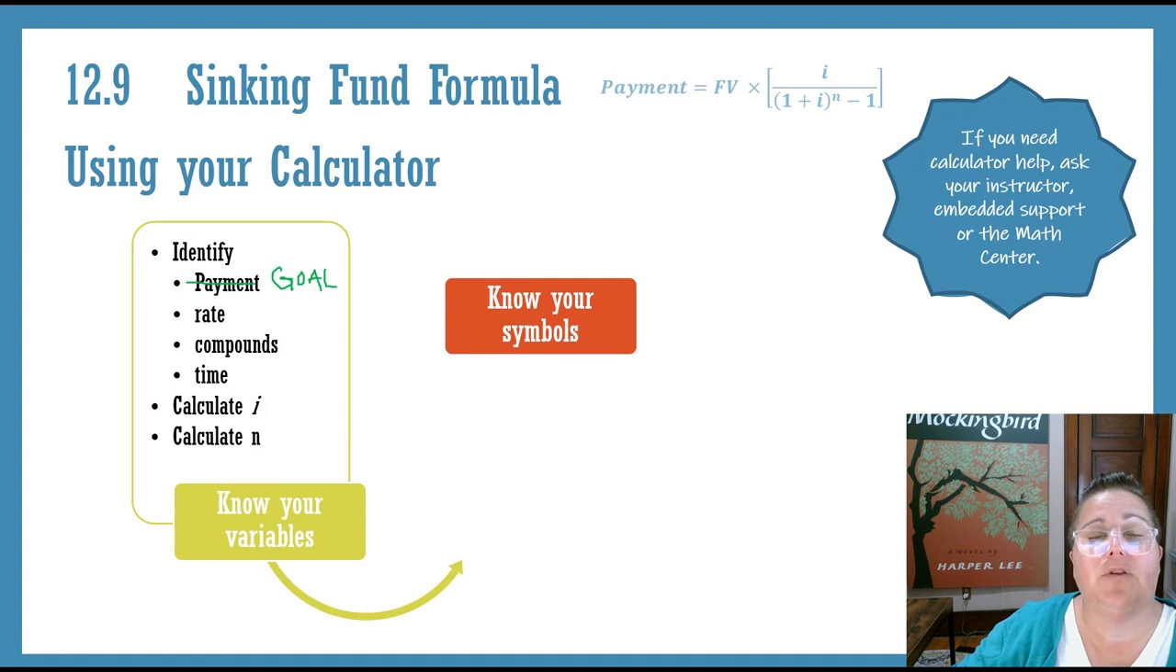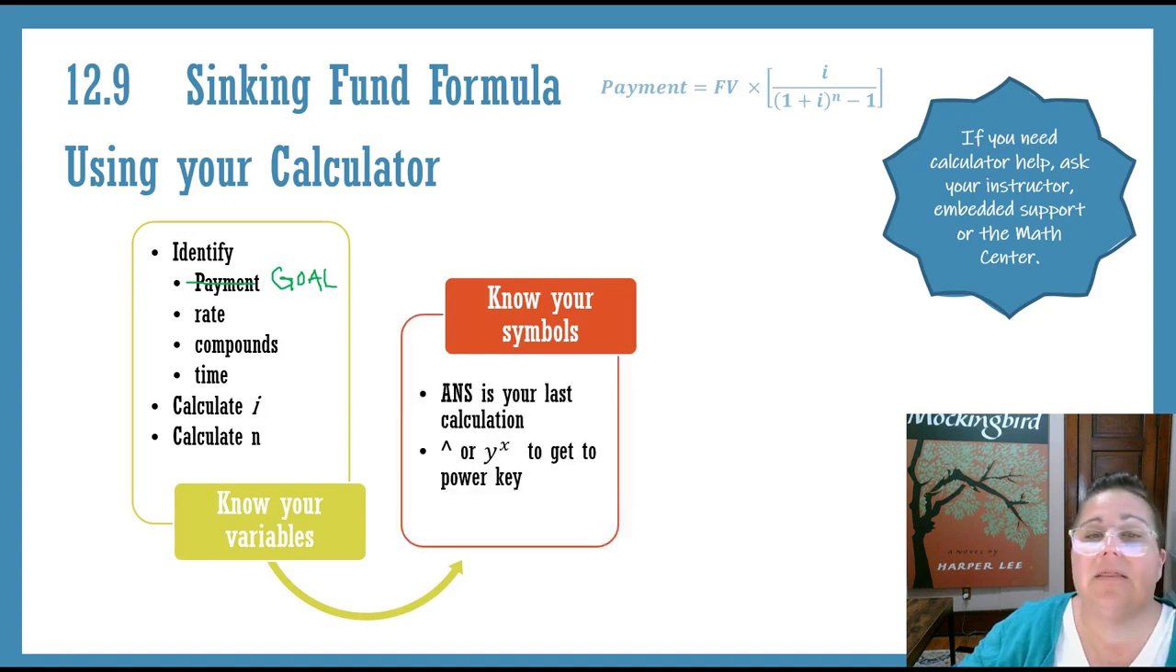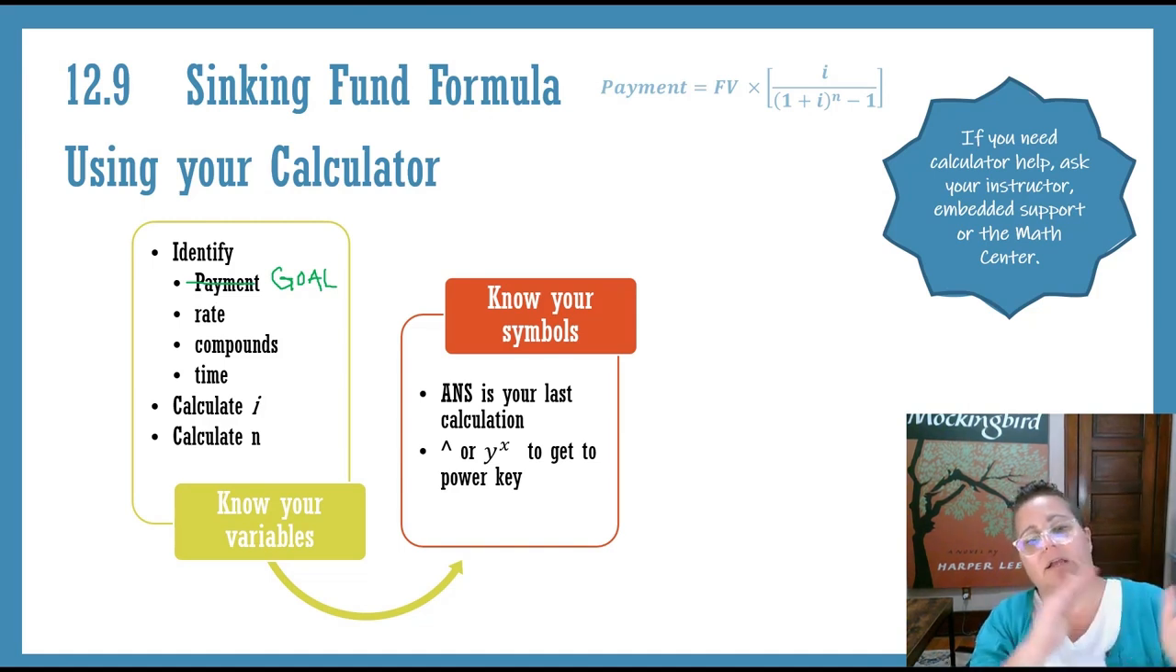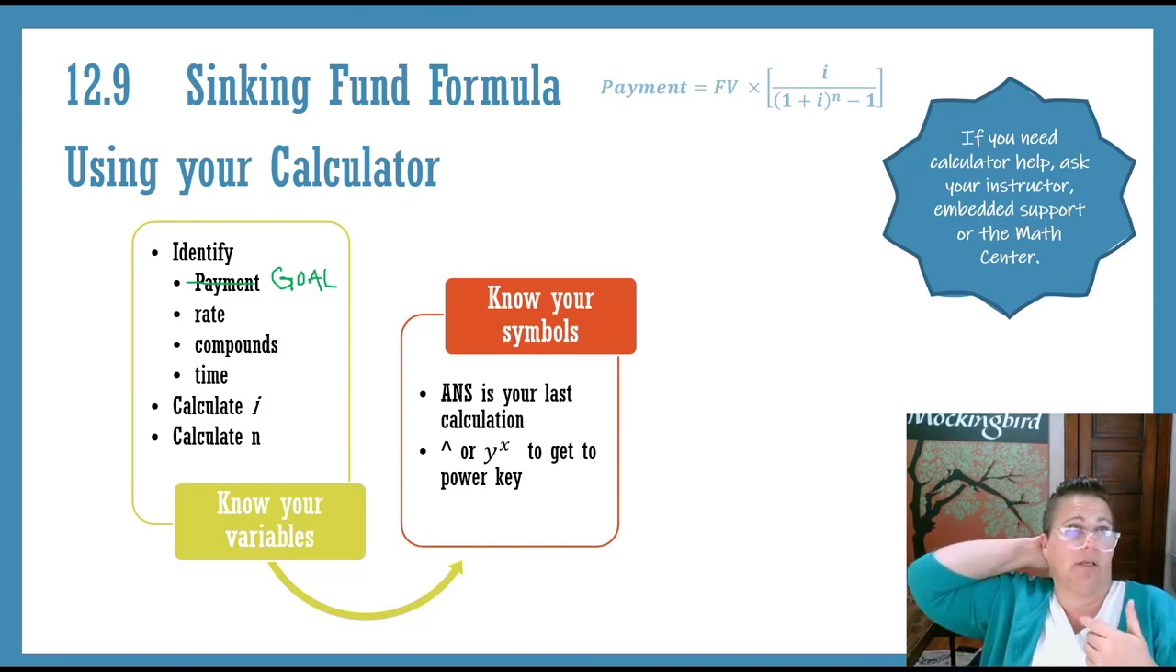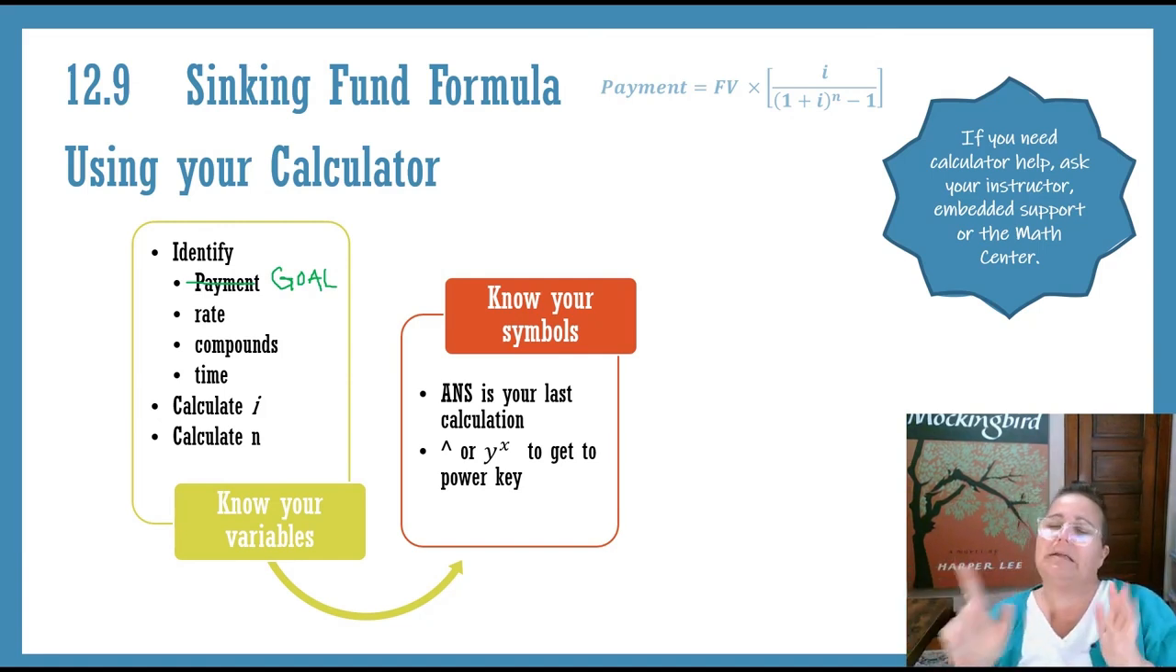Make sure you're familiar enough with the calculator that you're using that you know where your answer key is, that's your last calculation. Second equals will bring up your last calculation. That you can use your power key, that's either the chevron or the y to the x. In some calculators, it's x to the y. And in some calculators, you just get a little box. Talk to somebody if you don't know how to use your calculator, all right?